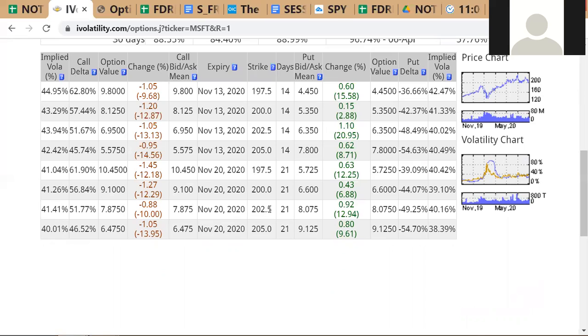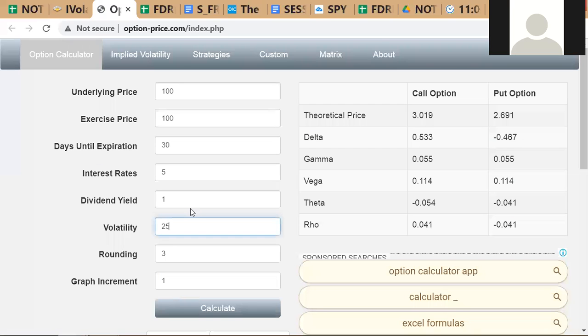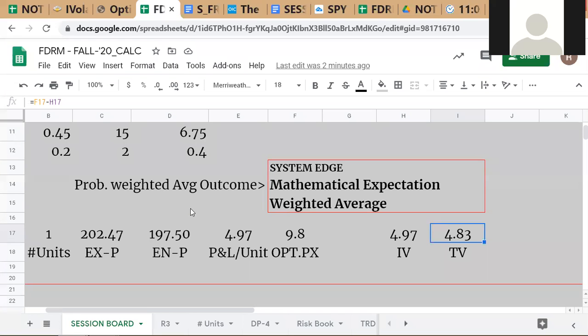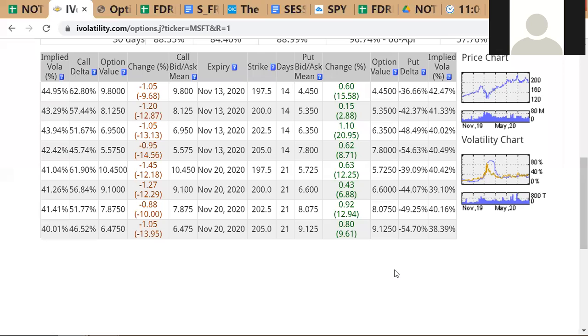So immediately you can see that this 7.875 consists only of TV. This whole price, because here 7.875 is the option price, the IV is 0, and the whole thing therefore consists of TV, right? So you can do this kind of exercise for yourself.